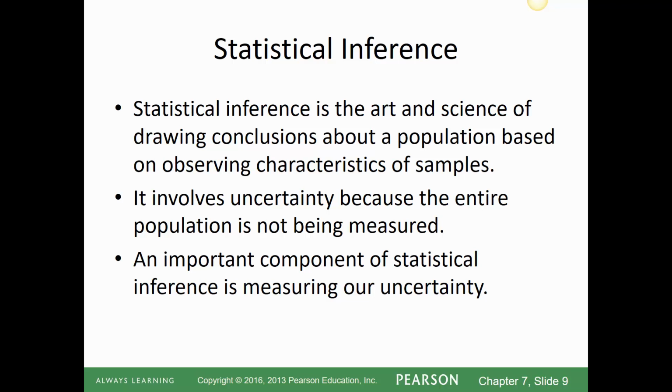This involves uncertainty because the entire population is not being measured. So of course we're going to have some uncertainty about the population mean, for example, because we don't have all the data. But one thing that we're going to learn about is how to best construct surveys and who to pick in our sample, and then also how we can be like 95% confident that our mean was within a certain range. So making confidence intervals.